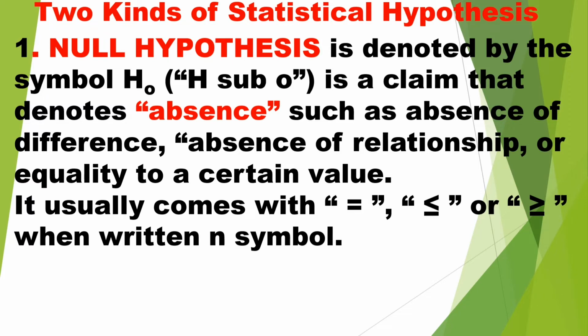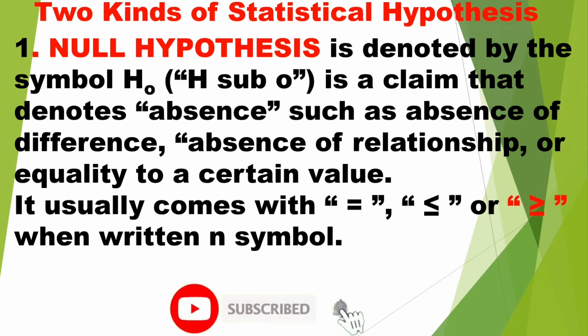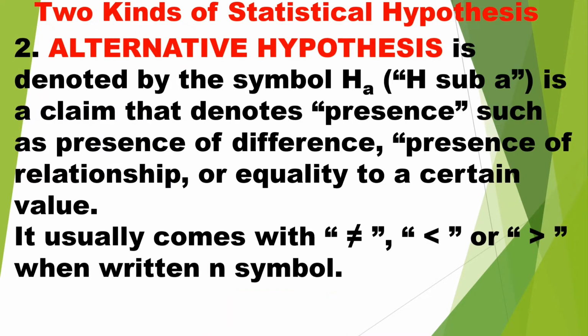It usually comes with equal, less than or equal to, greater than or equal to when written in symbol. Number 2 is the alternative hypothesis. It is denoted by the symbol H sub A. It is a claim that denotes presence, such as presence of difference or presence of relationship. It usually comes with the symbols not equal, less than, or greater than when written in symbol.